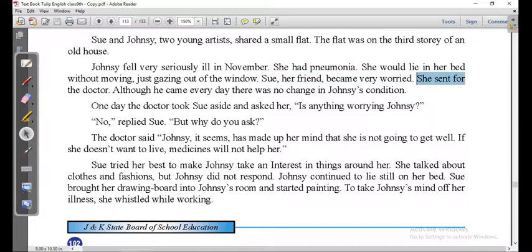She sent for the doctor. Although he came every day, there was no change in Johnsy's condition. Even though medical treatment was started, Johnsy's health did not show any signs of improvement.